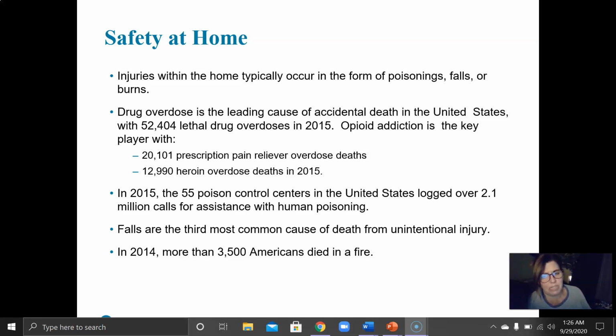In 2014, more than 3,500 Americans died in a fire. The primary causes of fires in campus housing are cooking, use of candles, careless disposal of smoking materials, faulty wiring, and arson. Impaired judgment from alcohol is a major contributor.